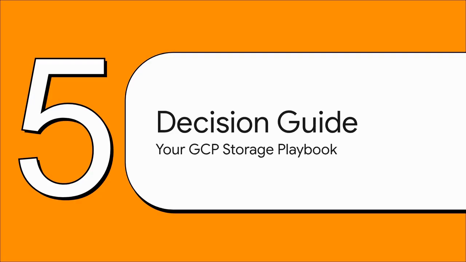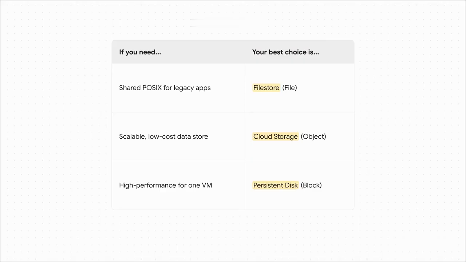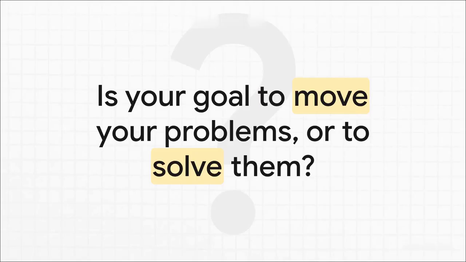Okay, so with all of this swirling around in our heads, how do you actually make the right call for your project? Let's boil everything we've talked about down into a simple, actionable guide. Think of this as your cheat sheet. It's pretty straightforward. If you absolutely must have a shared POSIX file system for that legacy app you just can't change right now, Filestore is your answer. If you're building something new or you can refactor an old app to handle unstructured data, then Cloud Storage is the scalable, cost-effective beast you want. And finally, if you just need screaming fast performance for a single machine, like a database, Persistent Disk is the tool for that job.